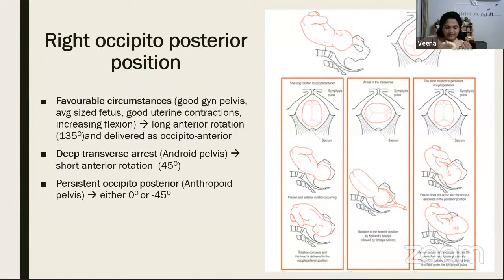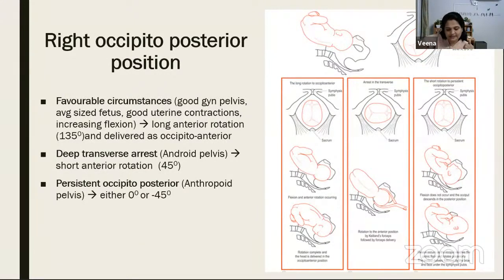Then what happens? Head will deliver. 45 degree torque is released and head will go back to ROA. Then the anterior shoulder will touch the left levator ani because it's in right oblique diameter. I told you anterior shoulder is lower than the posterior shoulder. And that will get pushed anteriorly by 45 degrees. So head will further move outside as external rotation towards the right thigh, going back to ROT position.